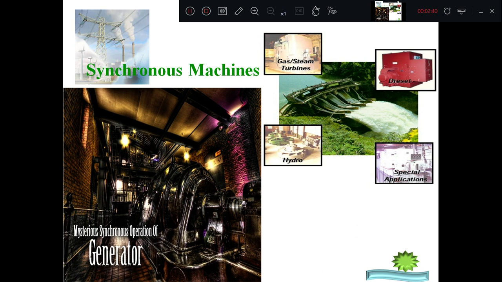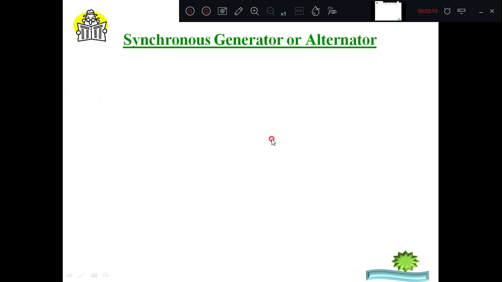I told you it is called a synchronous machine because it rotates at a constant speed called the synchronous speed. These are the different types of mechanical energy resources available that are converted into electrical energy, such as gas turbine, diesel turbine, and water turbine. There are different types of mechanical energy available that are converted into electrical energy.